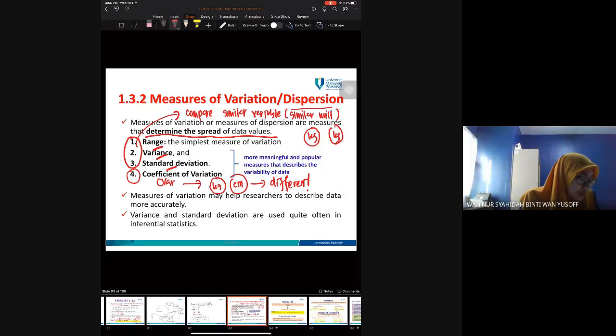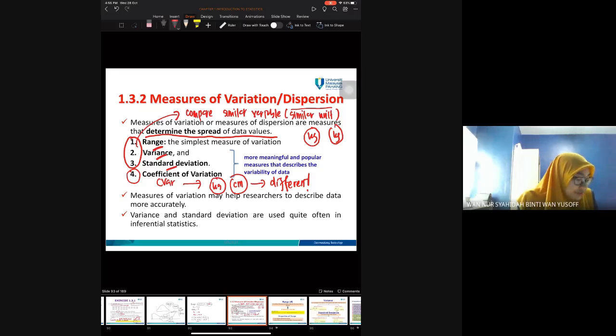So measures of variation may help researchers to describe data more accurately, because by using variation, we can know how consistent our data is. Sometimes it will not be significant to use a measure of central tendency, for example, the mean. In some cases, the mean is not significant to use, so we go to the variation to describe the data, to compare the data, to know whether we have good data or not.